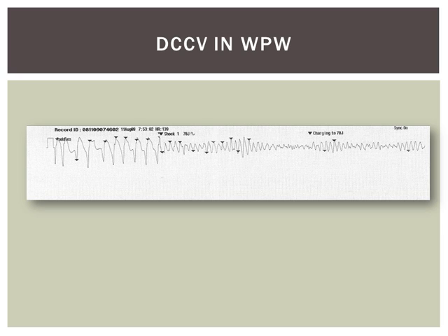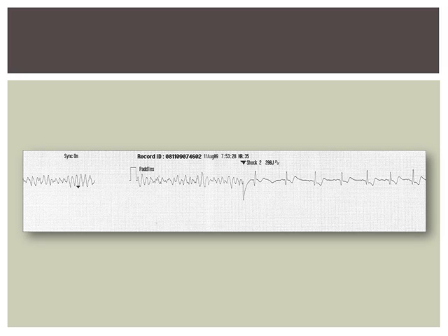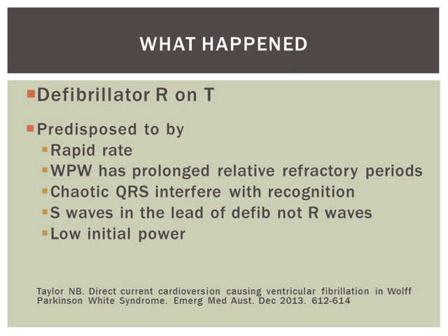If you see my WPW talk, this is this case again. So this person was shocked for their pre-excited AF, this 19-year-old, and went straight into VF, and then was unsynchronized shocked with 200 joules and reverted to sinus, thankfully. And he ended up having a defibrillator R on T, which was predisposed to by his rapid rate, making it harder to identify the R waves, long relative refractory periods in Wolff-Parkinson-White, the unusual QRS complexes interfering with recognition by the machine, and in this case there was S waves in the lead of the defibrillator, not R waves.